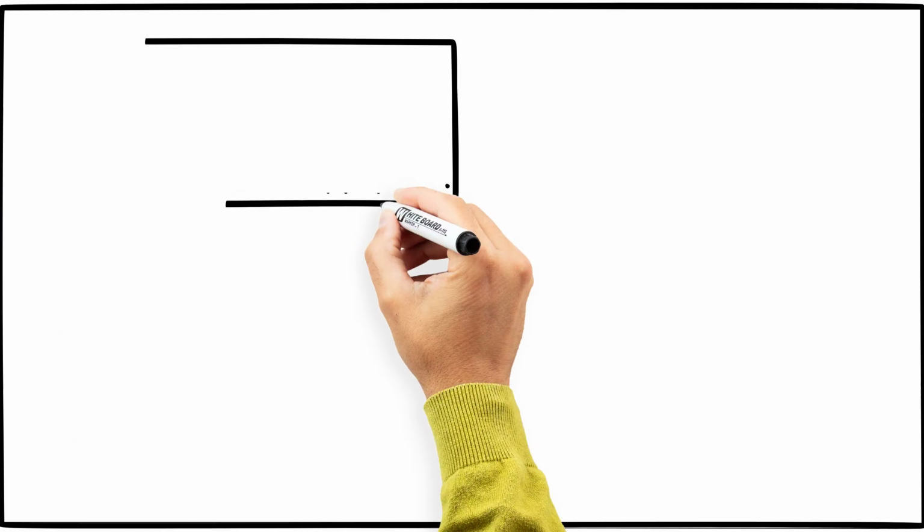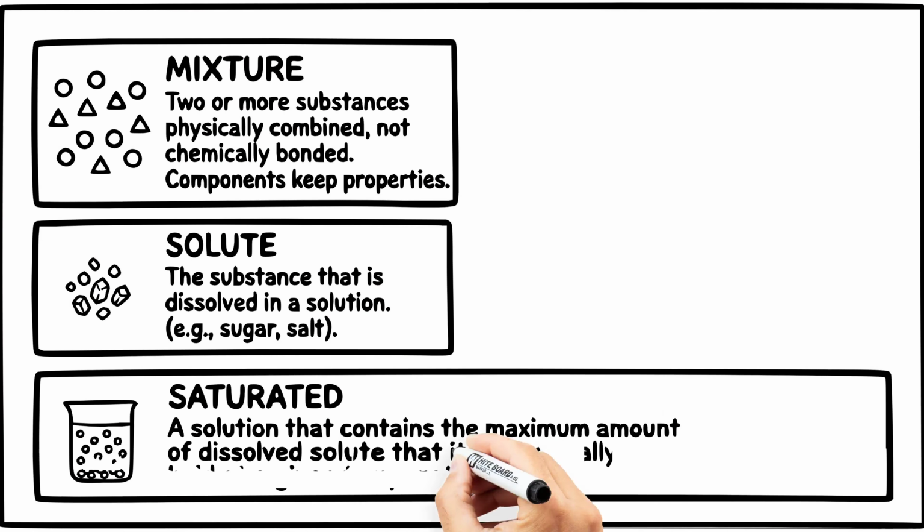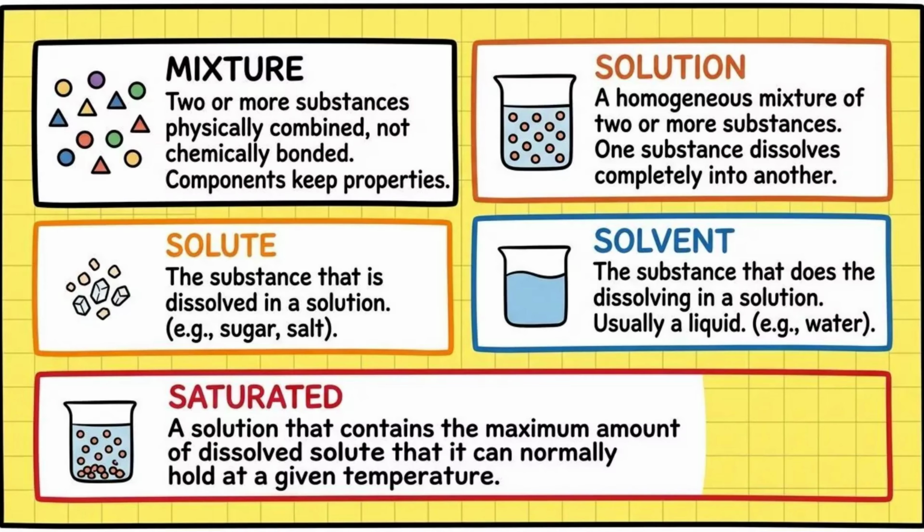Let's lock in the key vocabulary. Mixture, 2 or more substances combined. Solution, homogeneous mixture where parts are invisible. Solute, what dissolves. Solvent, what it dissolves in. Saturated, no more can dissolve.